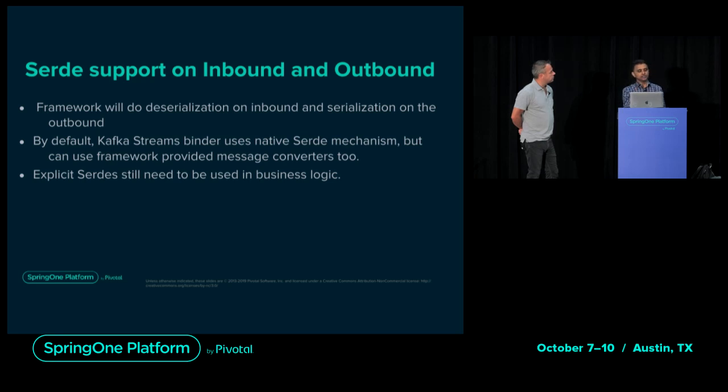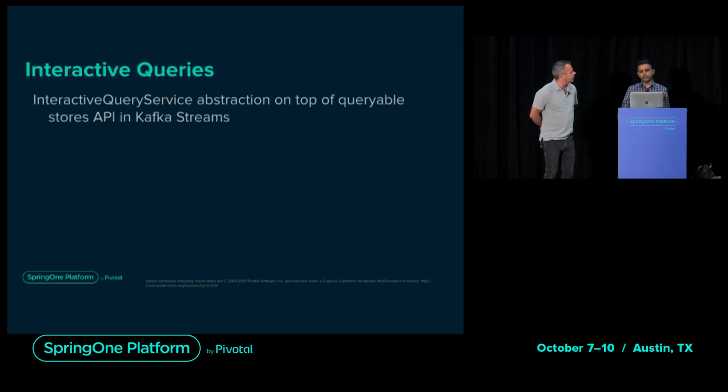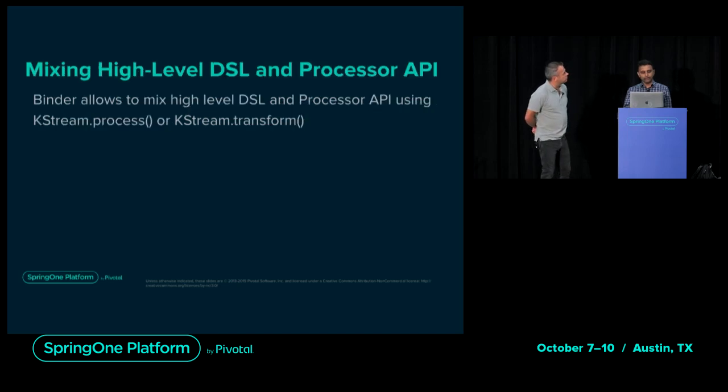You know what, I'm going to talk about SerDes when we do the demo, so I'm just going to skip it right now here. I mentioned interactive queries. It's an abstraction that we provide on top of the state stores that is built in Kafka Streams. If you have time, we can also demo a few things about interactive queries at the end.